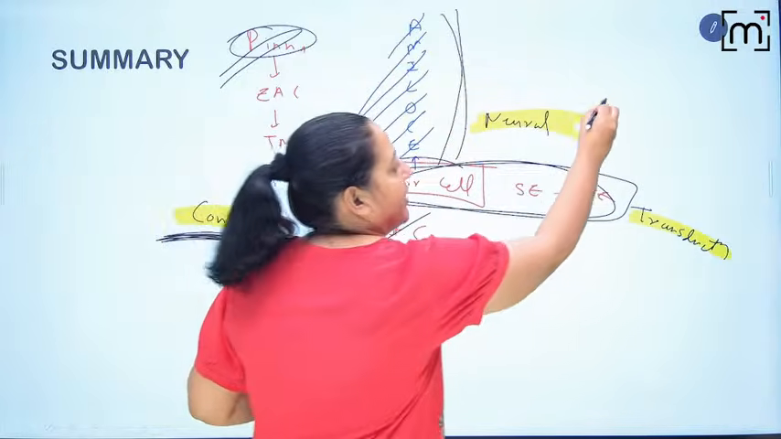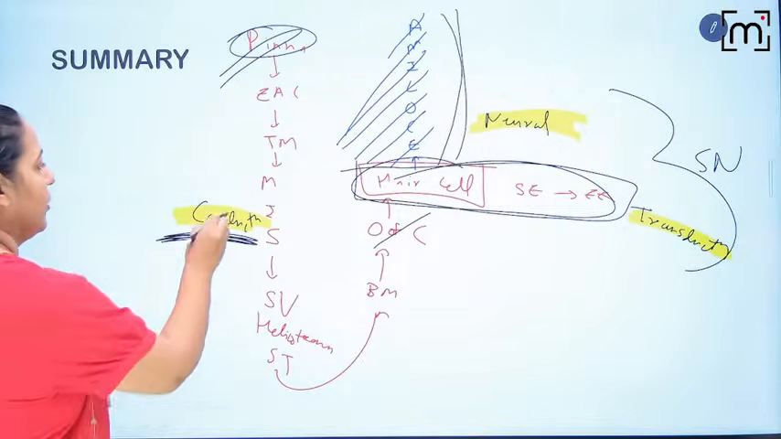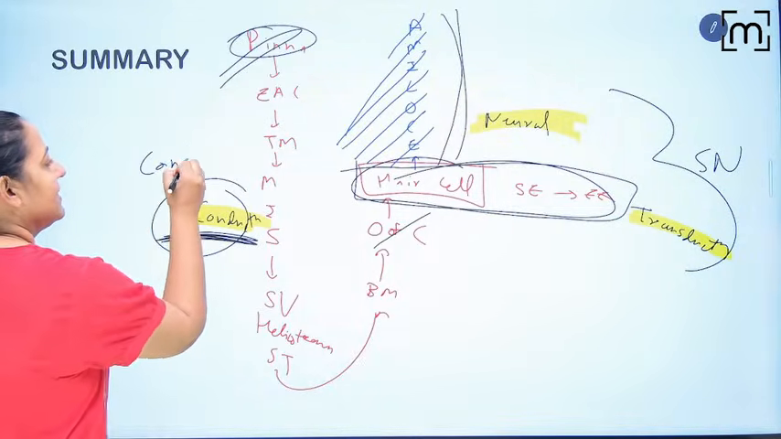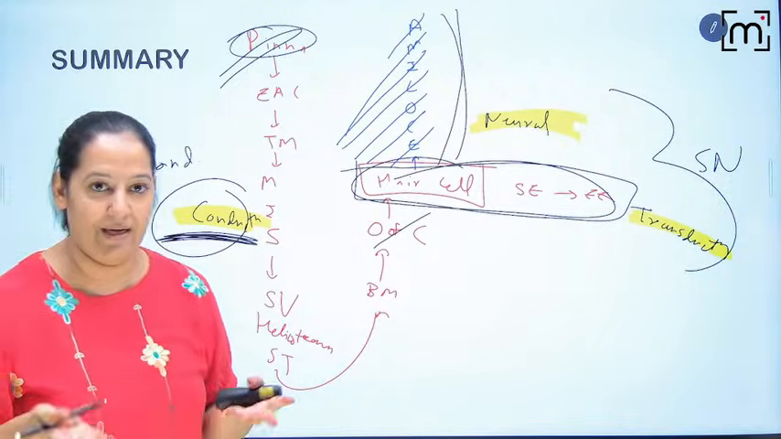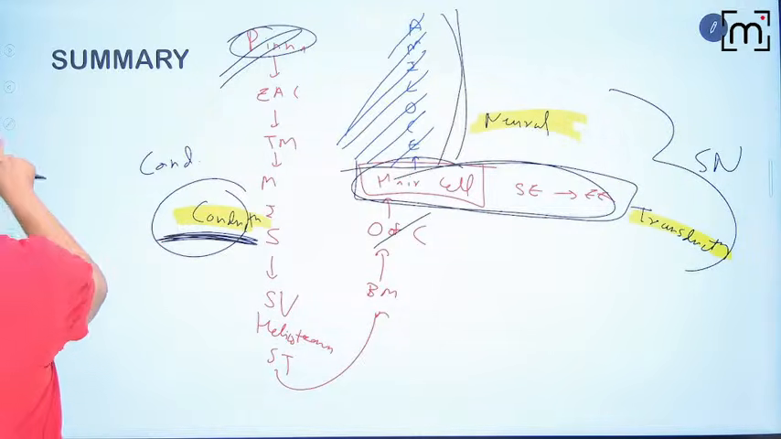So this is sensory neural hearing loss. There are two types of hearing loss: conductive hearing loss and sensory neural hearing loss. People, respond, say something. You got the two types of hearing loss, what I am saying?